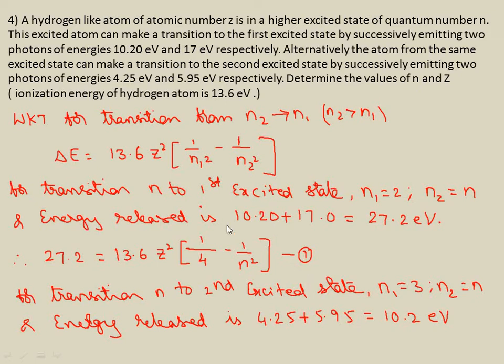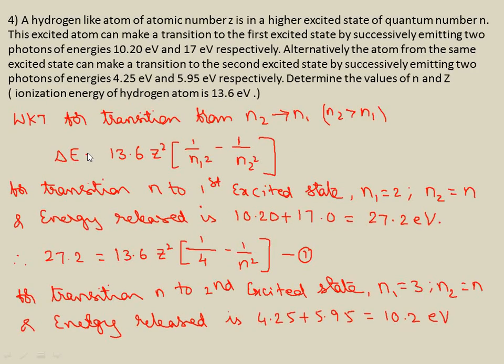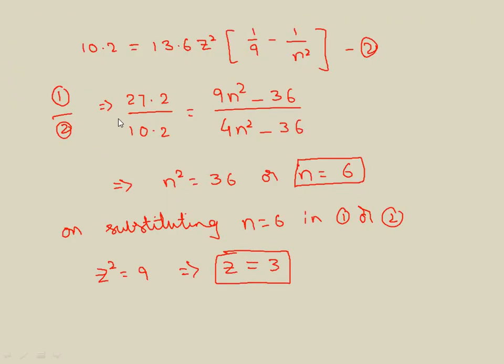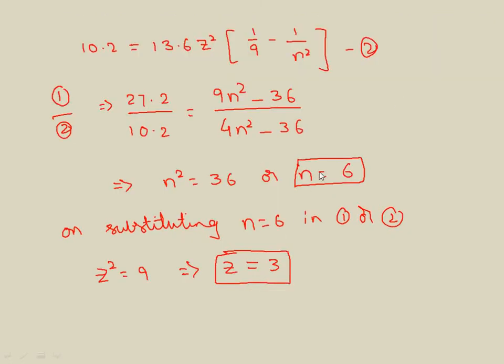Now let's make a similar kind of equation just like we made here. What will it be? 10.2 equals 13.6 Z square of 1 by 9 minus 1 by n square. I am calling it equation 2. Now equation 1 we already made here. So equation 1 divided by equation 2. Upon simplification I can get n equals 6. If we substitute this n equals 6 in either equation 1 or 2, then I can get Z equals 3. So have we got the answer? We needed to find the values of n and Z, and that's what we got. Are we clear with this?